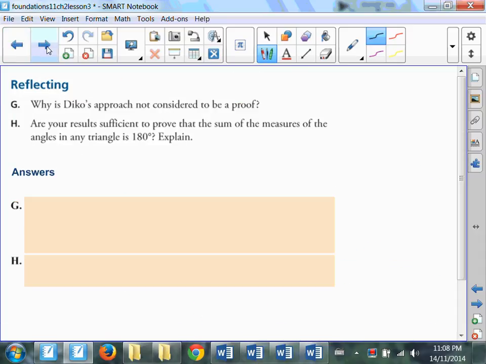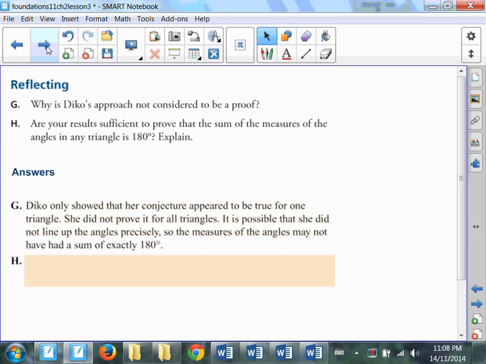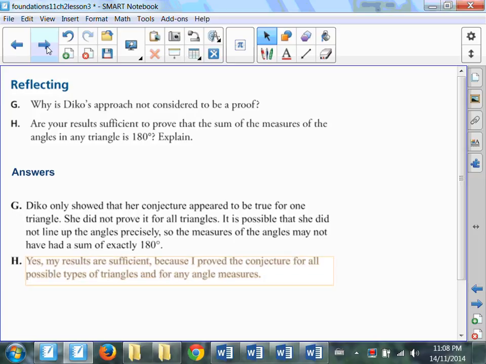So why is Dyko's approach not considered to be a proof? Because she did it once. She did it once, and she might not have measured things properly. Are our results sufficient to prove that the sum of the measures of the angles in any triangle is 180? Explain. Yes, because we looked at all types of triangles before we made that conjecture. We looked at a regular acute triangle, we looked at a right triangle, we looked at an obtuse triangle, and they all worked well.